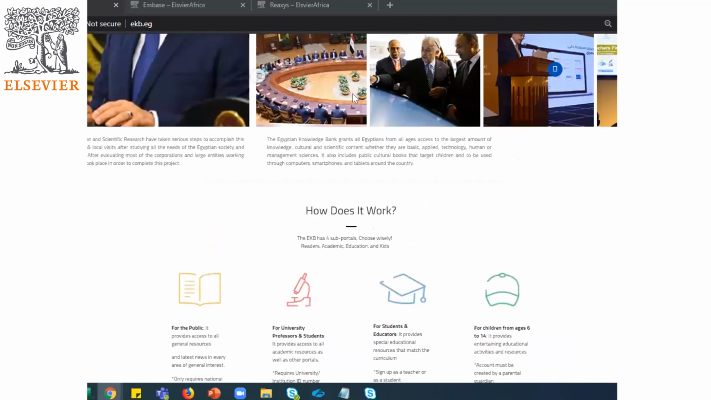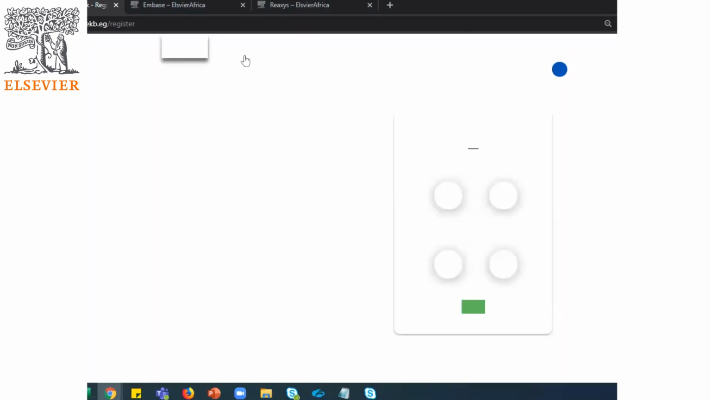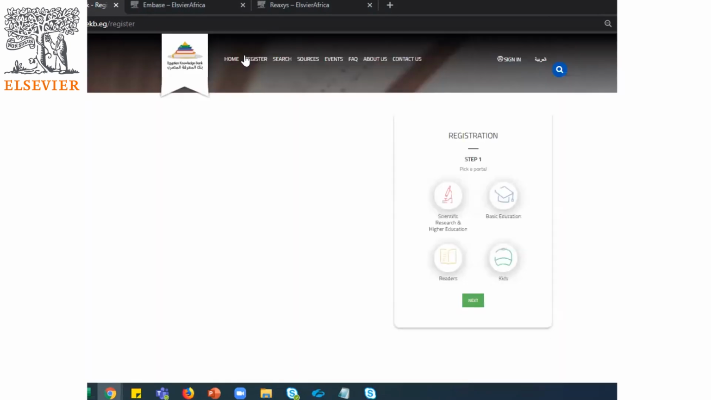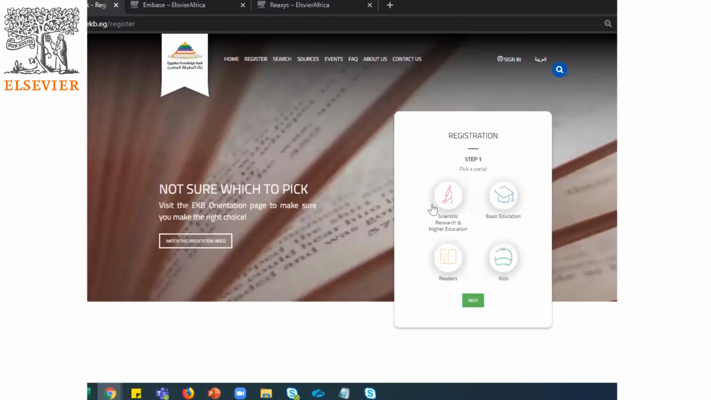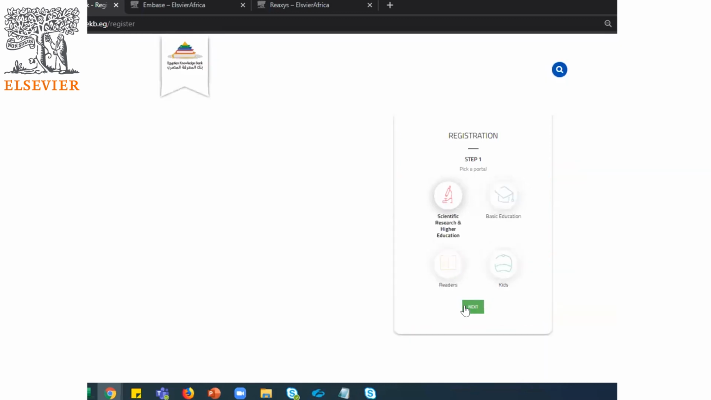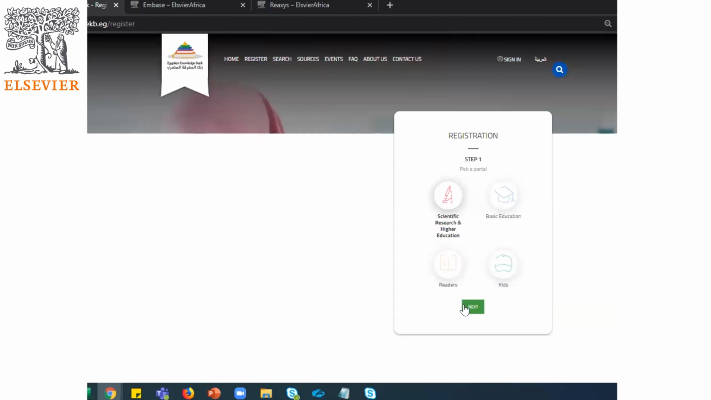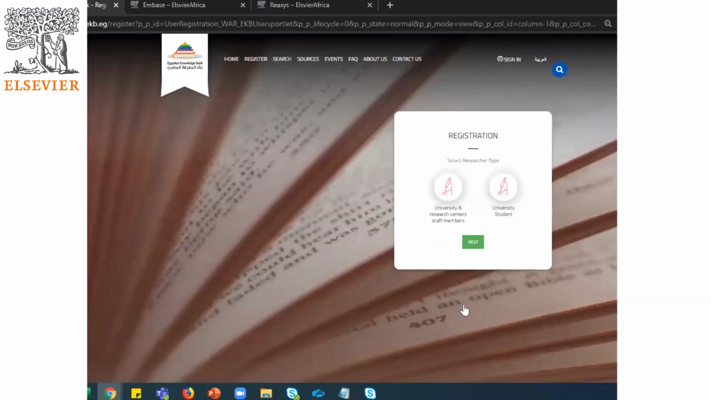So how do I create an account? I'd register to one of EKB's four main portals. Scientific research and higher education would be my best choice if I can satisfy the criteria. So if I click on scientific research and higher education and I click on next, there are two other options, either a university student or university and research center staff members, as I said earlier.